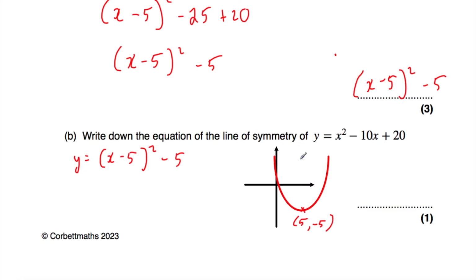Now we've been asked to write down the line of symmetry. Well, the line of symmetry would be a vertical line of symmetry, like so. And it would pass through 5 on the x-axis. So the equation of that line would be x equals 5. The mirror line is x equals 5. And that's it. That's the equation of the line of symmetry. Okay, let's have a look at our next question.